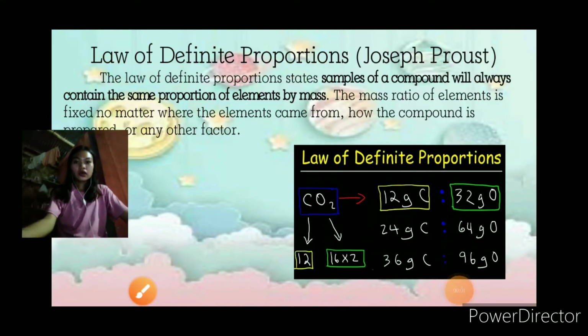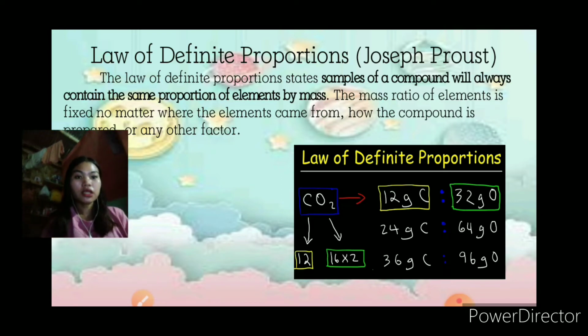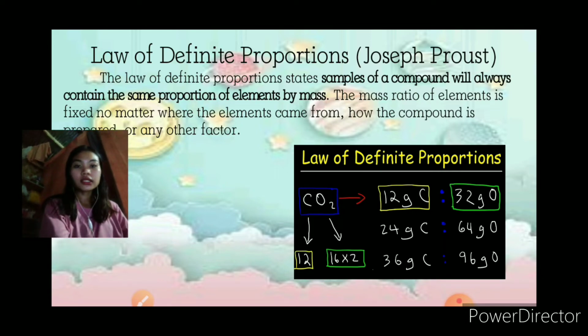The second law is law of definite proportions. So, law of definite proportions, gi-propose ni siya ni Joseph Proust. So, the law of definite proportions states that samples of a compound will always contain the same proportions of elements by mass. The mass ratio of elements is fixed no matter where the elements came from, how the compound is prepared, or any other factor.